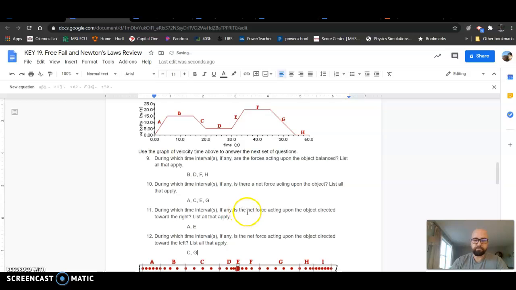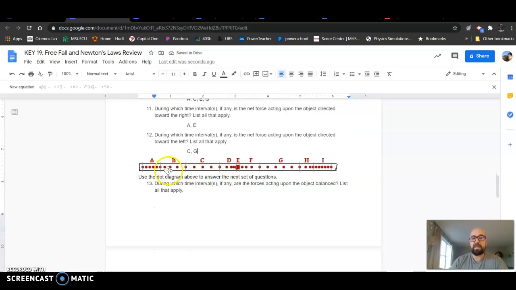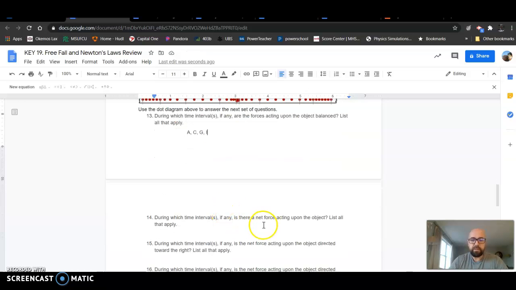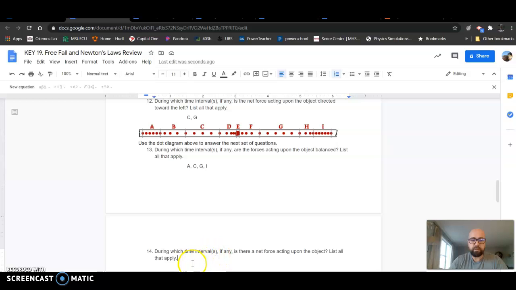So that is C and G. And then really similarly, now just instead of a graph, we have a dot diagram here. So I have to do the same principle. Forces are balanced when it's a constant velocity, which is A, C, G, and I. And then net force is when it's accelerating. So when is it accelerating? It's accelerating during B and D.